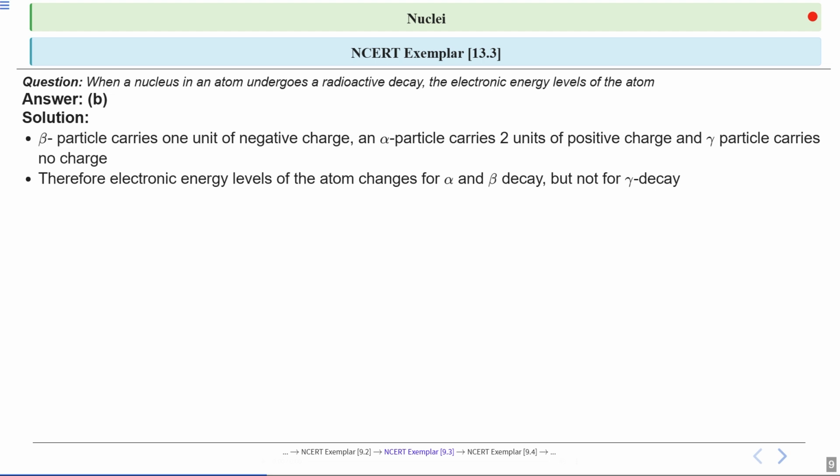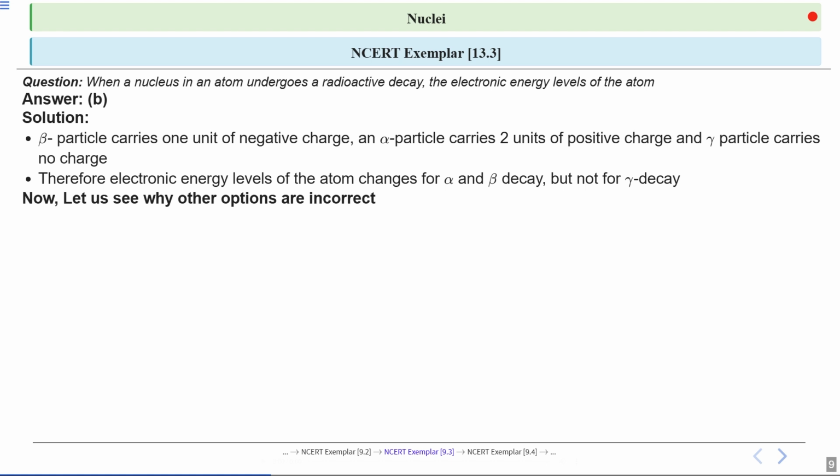Beta decay involves the conversion of a neutron into a proton or vice versa, which changes the atomic number but not the number of electrons. However, this can lead to a change in the electronic configuration due to the altered atomic number. Gamma decay involves the emission of high energy photons without changing the number of protons or neutrons. Therefore, the atomic structure remains unchanged and the electronic energy levels are not affected. So, energy levels change in alpha and beta decay but not in gamma decay.